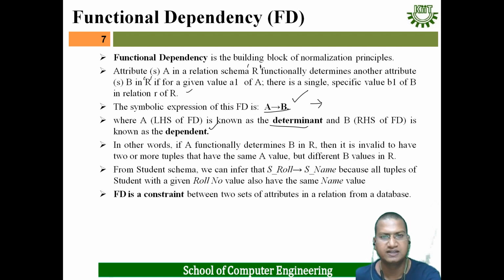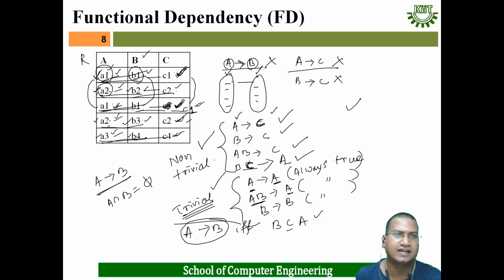Already we have discussed this. Suppose A1 is there, and we check for A determining B. A1 has one value B1 and A1 has another value B2 here. Then we cannot say that A determines B. That means whenever A1 is associated with B1 in one place, that should hold every time. Whenever A1 is repeated, the B1 value should be repeated. Then only we can say A determining B.